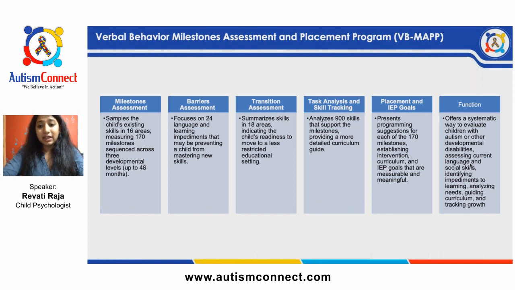Then the placement and IEP goals. Once we have gone through all these other parts of the assessing, this helps us put into place the individualized educational plan, and decide what level we want to head towards with this child. So the function of this assessment is to evaluate children with autism or other developmental disabilities and assess their current language and social skills, identifying impediments to learning, analyzing needs, guiding curriculum, and of course tracking growth.